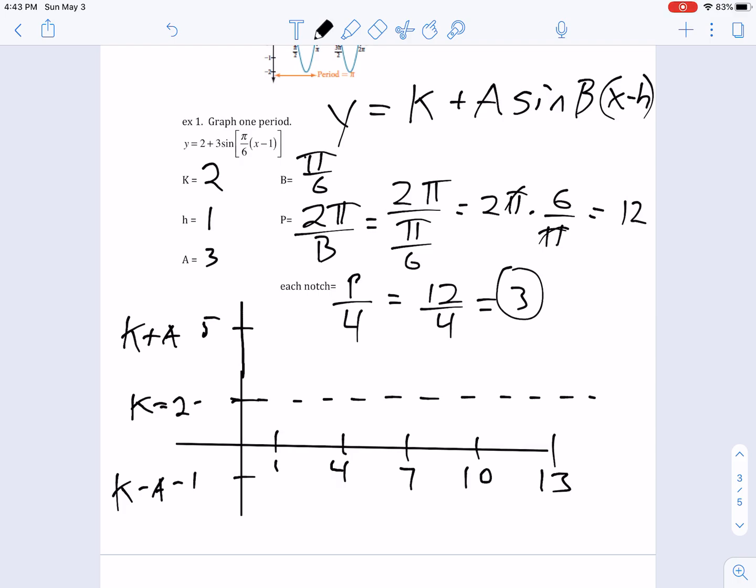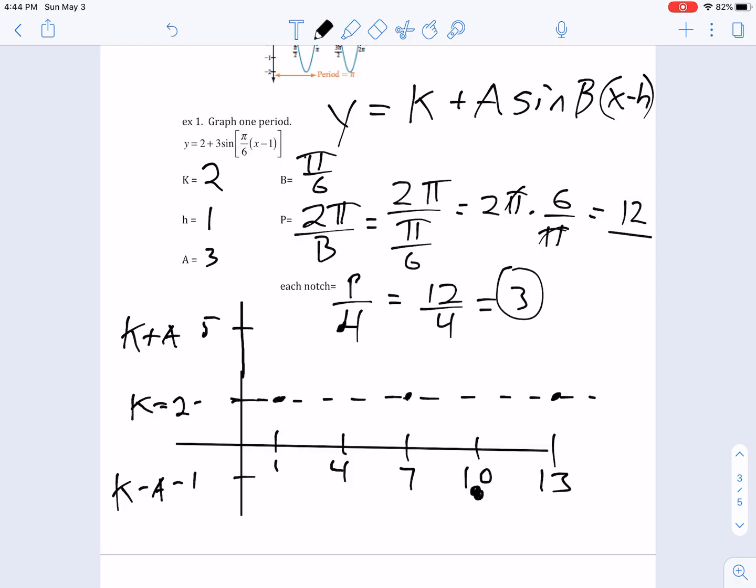And if you'll notice, 12 is our period. Well, what's the distance from 1 to 13? That's 12. Okay, so we're going to go through an entire cycle here. 1, up, down, and back to the start. Okay, in 12 units. Okay, so here we go. We're going to start at h, k. Boom, right here. And then it's a positive sine, so we're going to go up to the k plus a at our next notch. And then we go back down to the midline, down to the bottom, back to the midline.